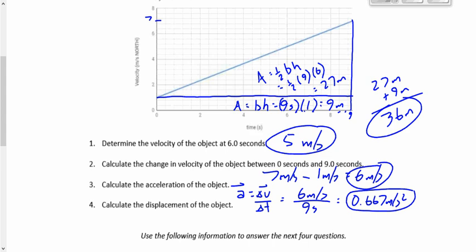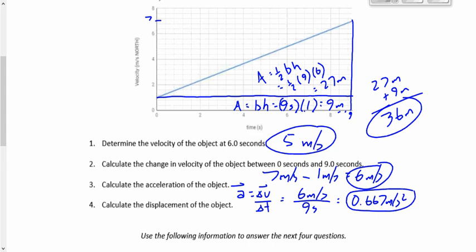The easiest way to find the average velocity, Day 2, Physics 20: average velocity, v, is equal to delta d over delta t, right? The displacement over the time. We just found the displacement, 36 meters. We divide that by the time of 9, and we get 4 meters per second.